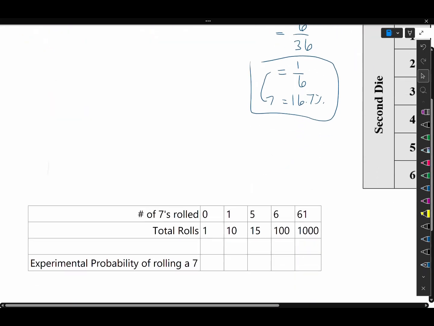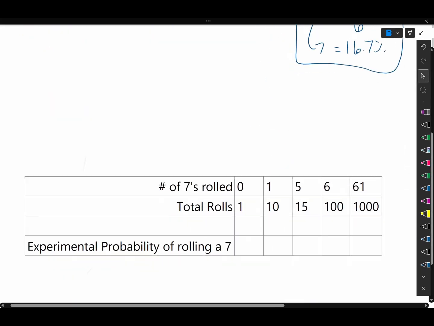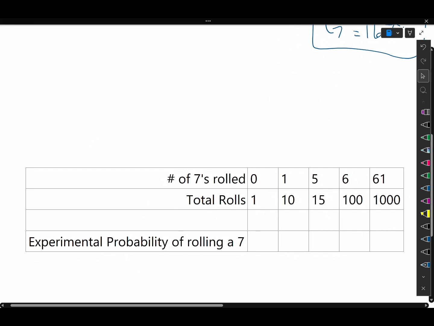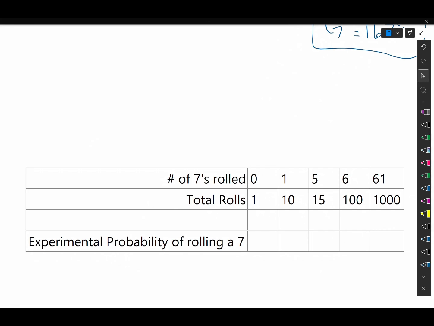Now, even further, let's just say we have this experiment going on. So we're rolling two dice, we're tracking how many 7s are rolled. And really, my question for you here is, are these dice trustworthy? Well, if we roll dice one time, and what do we roll? We roll something that's not a 7. So the number of 7s rolled is a 0.